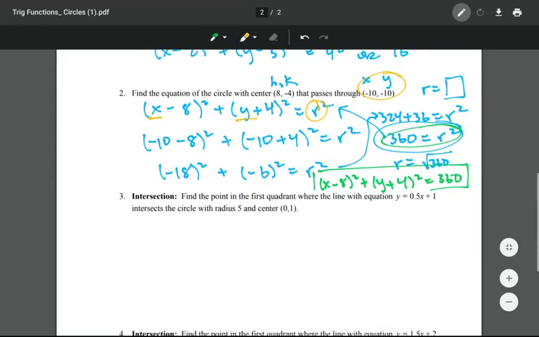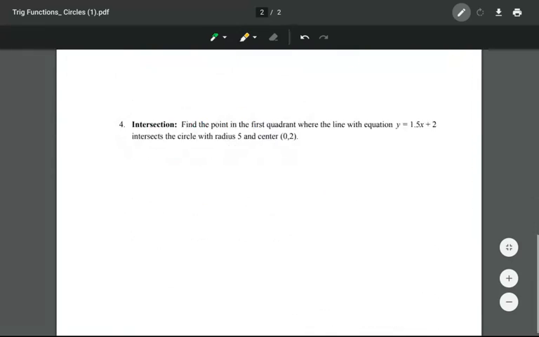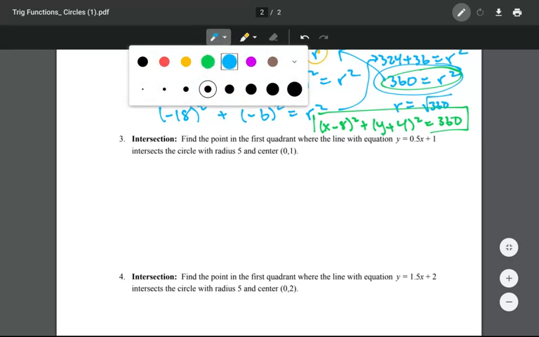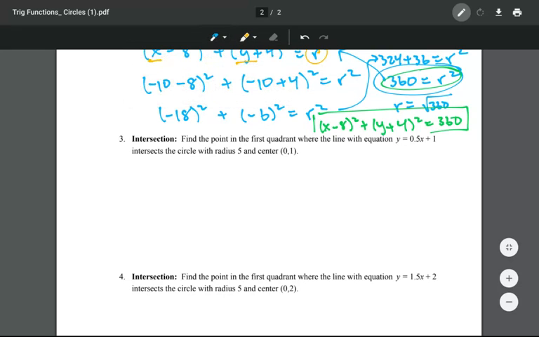Okay, next, number 3. Number 3 and number 4, our last two questions, we want to find a point in the first quadrant. So applying some of these concepts now, we want to find a point in the first quadrant where the line with the equation y equals 0.5x plus 1 intersects the circle with radius 5 and center (0, 1).